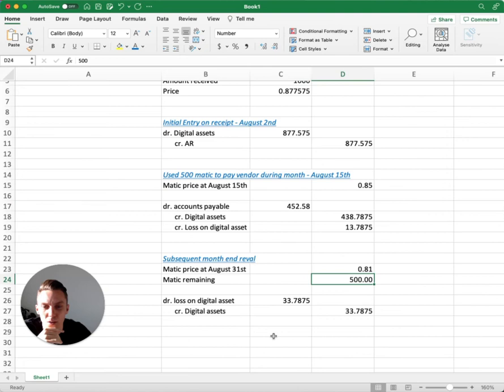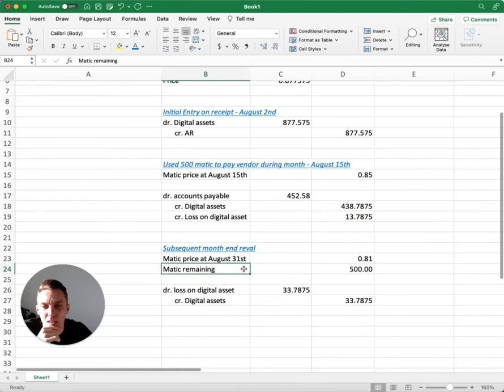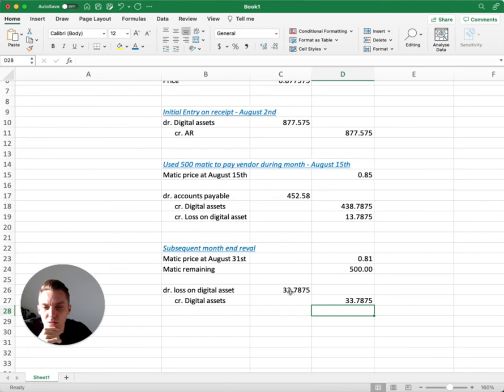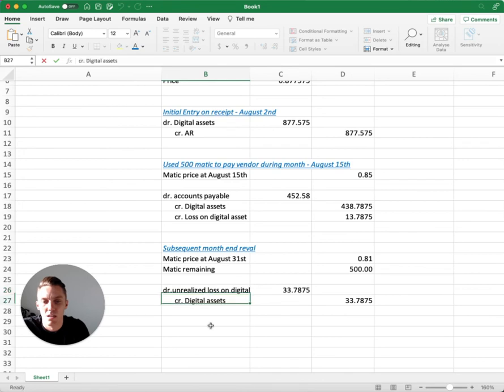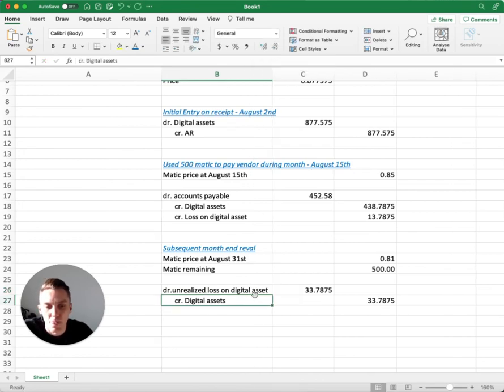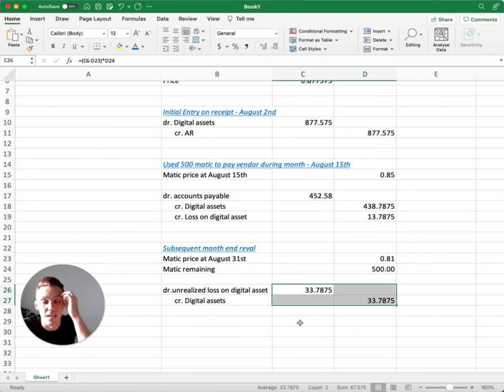So here we now know that we have 500 Matic because we paid 500 for this invoice. The price at the end of August 31st, it's gone down even further, so it's 0.81 now. So now we just record an unrealized loss on our digital assets. Because we still are holding them, this is an unrealized gain loss. We'll reduce the carrying value of our digital asset amount, and that is our mark to market at the end of the month.